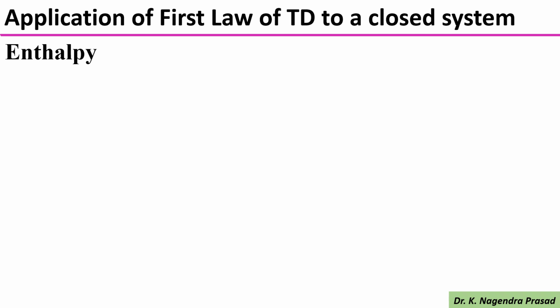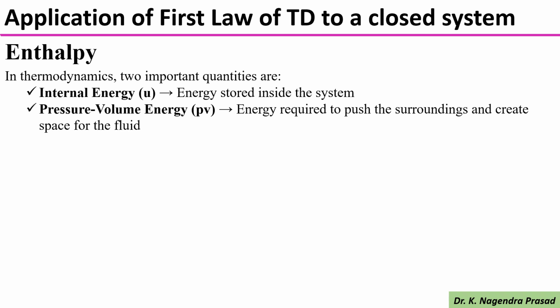Before going to the discussion, first we will discuss enthalpy. In thermodynamics, two important quantities are there. The first one is the internal energy and the second one is the pressure volume energy. Internal energy is the energy stored inside the system and is represented by small u, and pressure volume energy is the energy required to push the surroundings and create space for the fluid, and it is represented by PV.